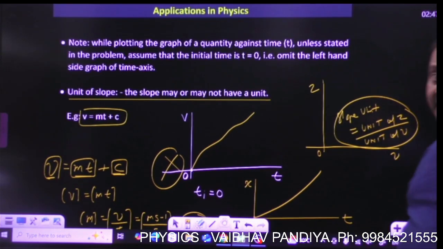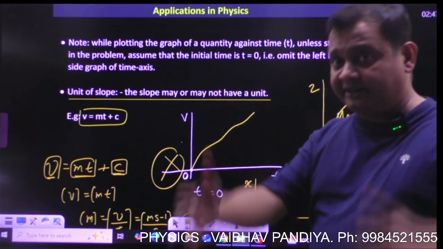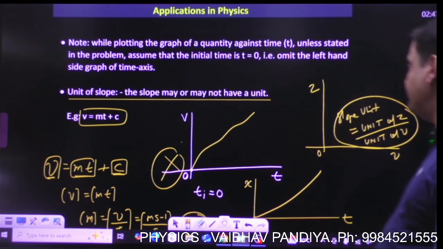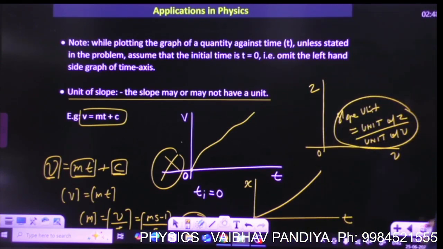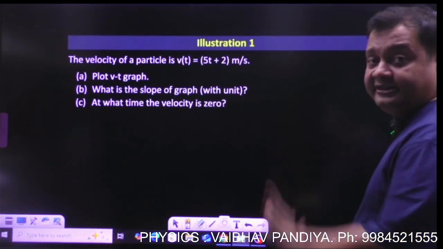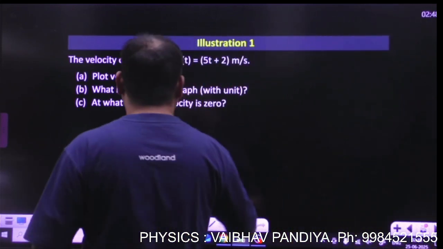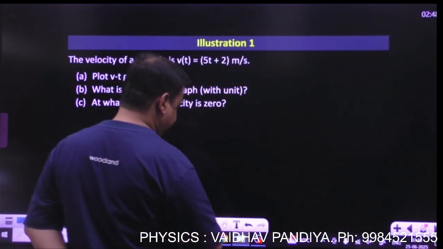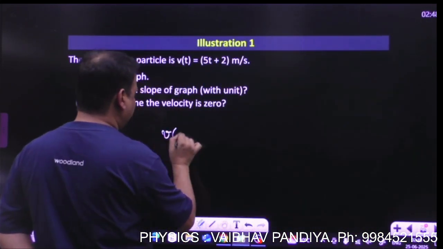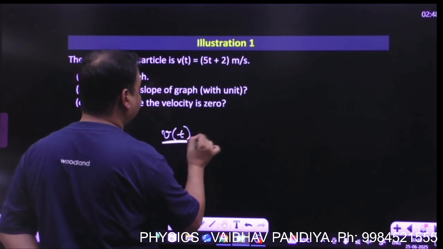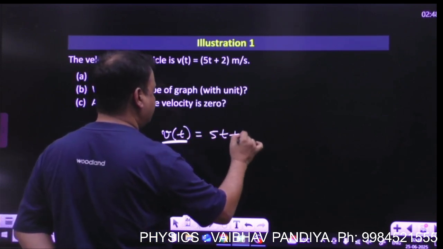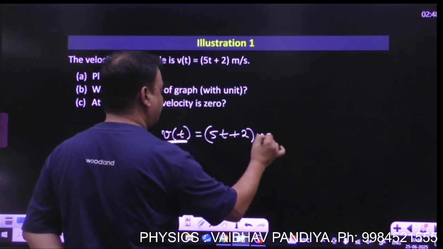Plotting the graph from t is equal to 0 unless some other thing is mentioned in the problem, and slope may or may not be associated with a unit. Okay, now let's see some of the illustration. The velocity of a particle is v(t). We remember velocity as a function of time is 5t plus 2 meter per second.